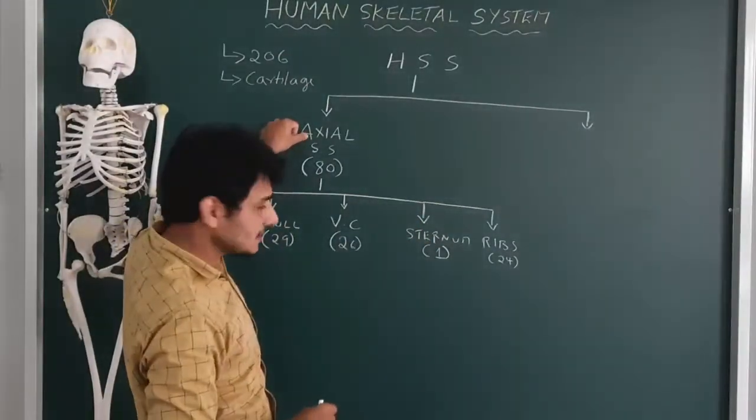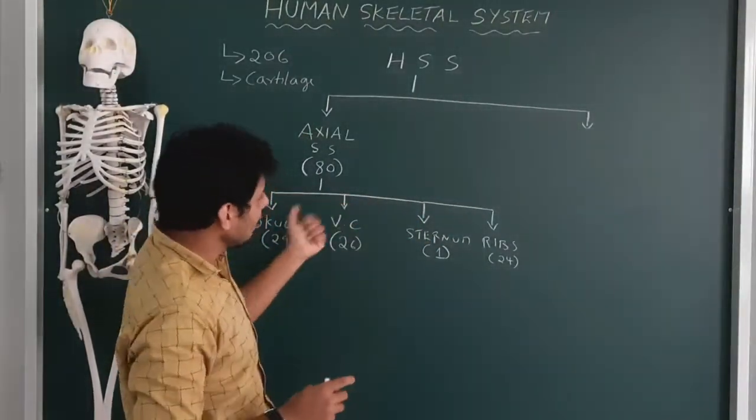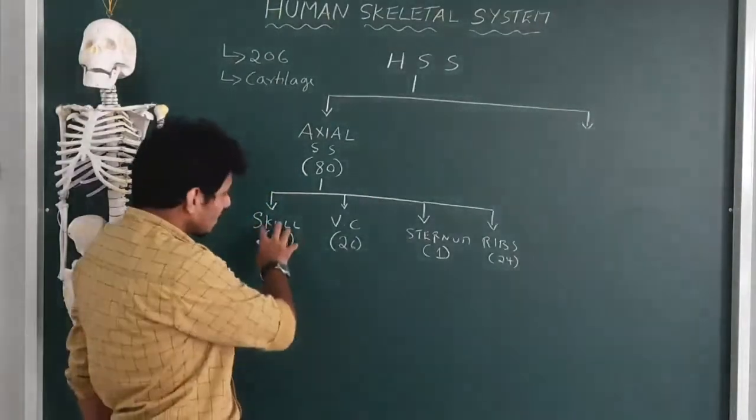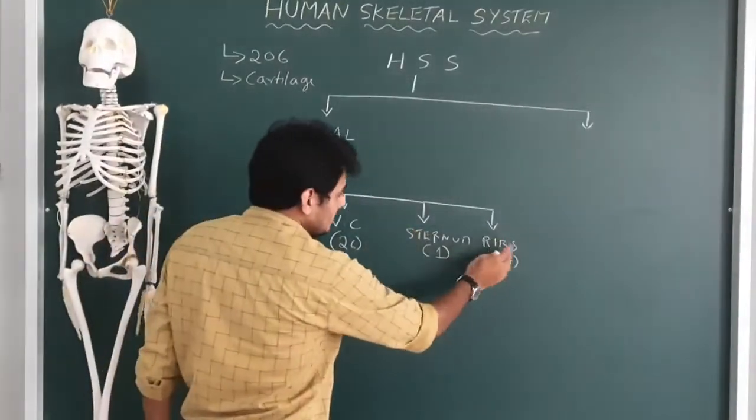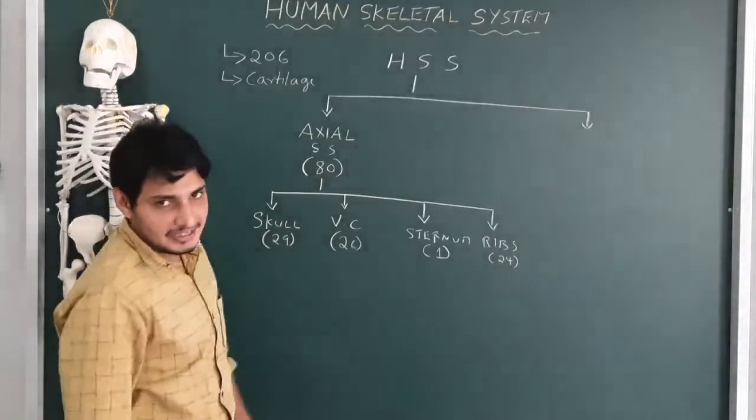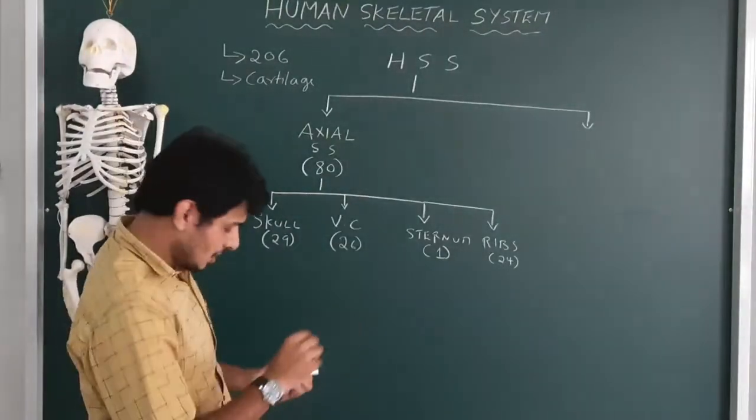You got it, the axial skeletal system is composed of 4 different types of bones: skull, vertebral column, sternum and ribs. If you count it, you get 80. So that is the total number for the axial skeletal system.